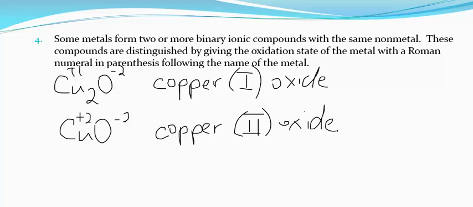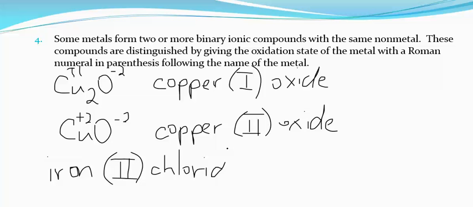So if you have one of these metals with Roman numerals, I'll give you one more, iron(II) chloride. The Roman numerals just indicate the charge. So iron(II) chloride means iron is a +2 because it can also be a +3, and then chloride is Cl, and that's a -1, so that would be FeCl2 for that balanced compound.